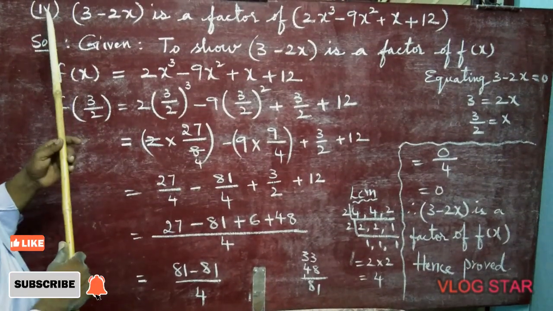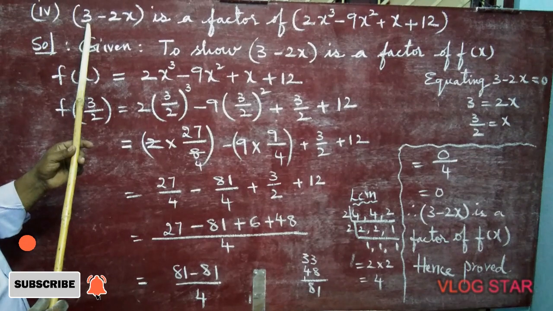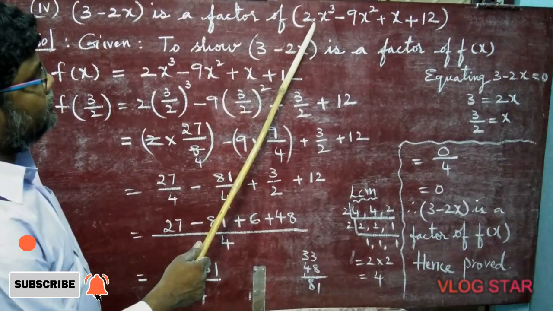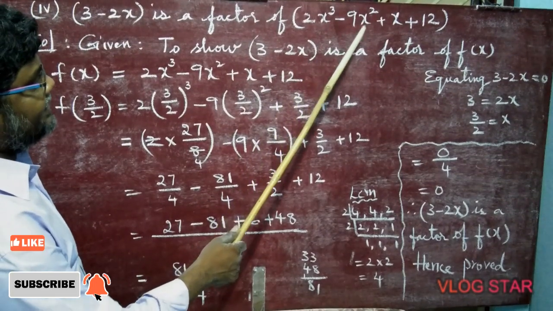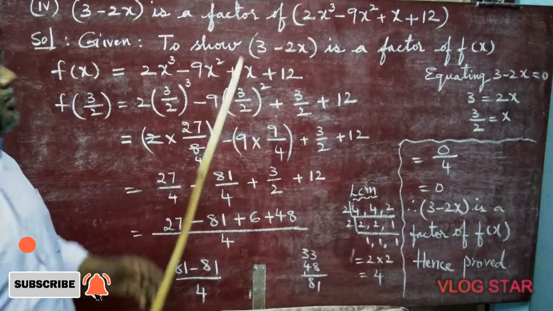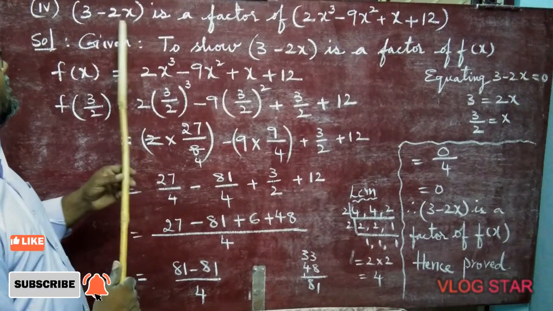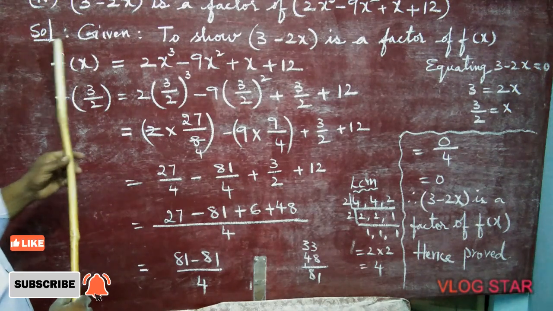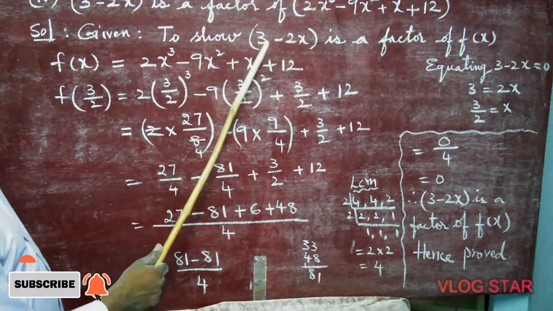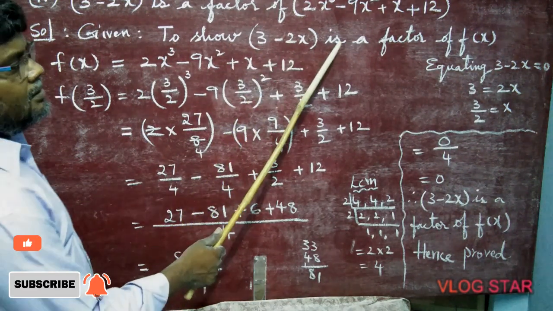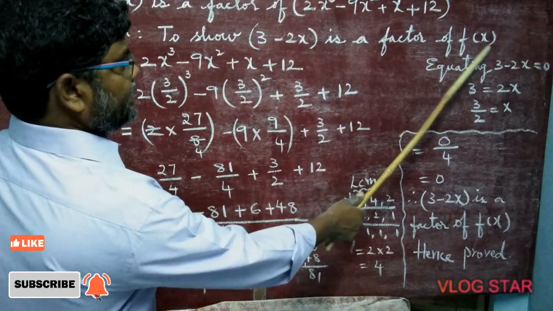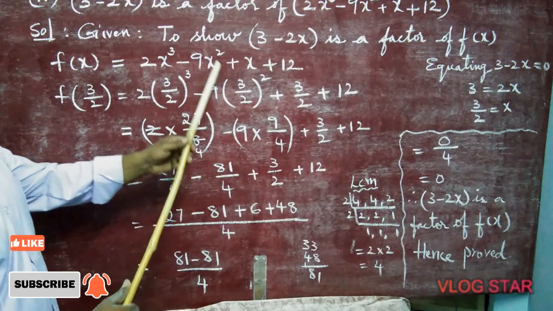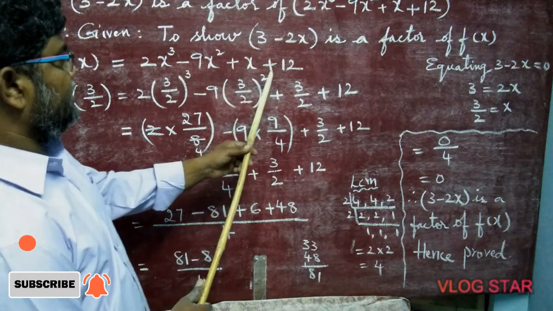In the first problem, fourth bit, 3 minus 2x is a factor of 2x cube minus 9x square plus x plus 12. We have to show that 3 minus 2x is a factor of. Solution given. To show that 3 minus 2x is a factor of f of x. What is f of x? 2x cube minus 9x square plus x plus 12.